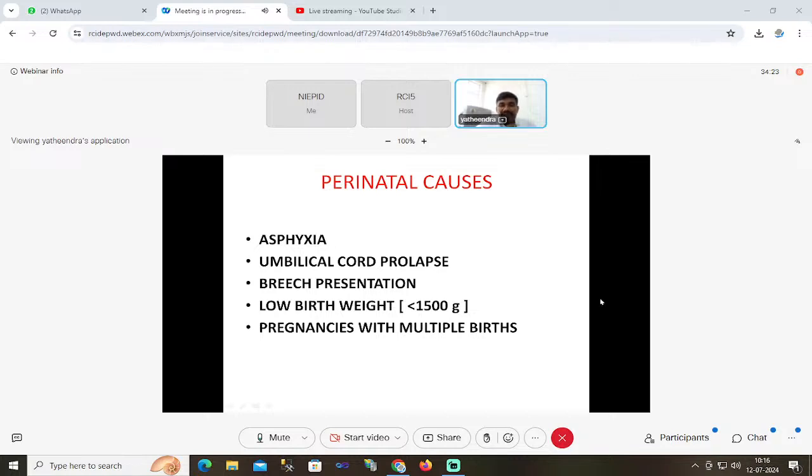For asphyxia to develop, it can be caused by n number of factors. So why is there less oxygen? What is the reason for the less oxygen? That we need to analyze. This is a major cause in CP. And as I told you, umbilical cord prolapse, I'll show you the picture, then you can understand. That also will lead to asphyxia, as will breech presentation, low birth weight, and pregnancies with multiple births. All these are the major reasons for perinatal causes.